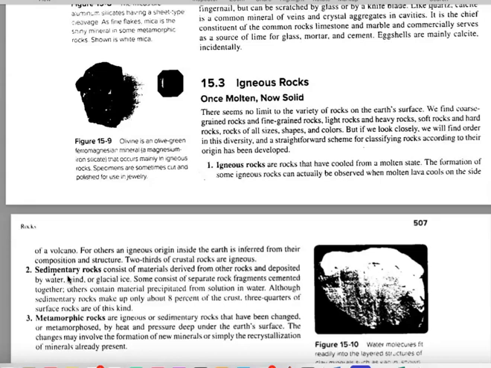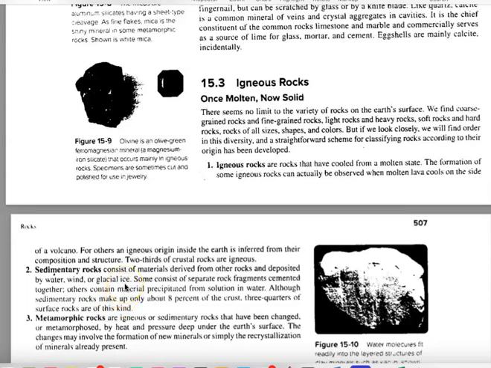The second kind here, then I come to the third. Sedimentary rocks consist of material derived from other rocks and deposited by water, wind, and glacier ice. Some consist of separate rock fragments that are cemented together. Other material precipitates from solution in water. Although sedimentary rocks make up only 8% of the crust, three-quarters of the surface rocks are of this kind.